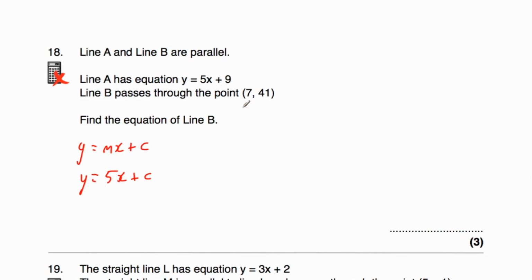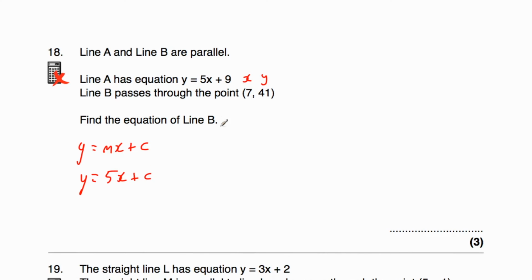So we want to find this c, and that's where this line B crosses the y-axis. Now we could do that in a couple of ways. We could use the fact that we know the gradient's 5 and go across 1 down 5, across 1 down 5, across 1 down 5, and do that 7 times, and hopefully get that answer of where it crosses the y-axis. But we might make a mistake as there's quite a few steps we need to make. Alternatively, we could just look at this coordinate and say the x coordinate's 7, the y coordinate's 41, and we could substitute those into the equation we've got so far to find our c.